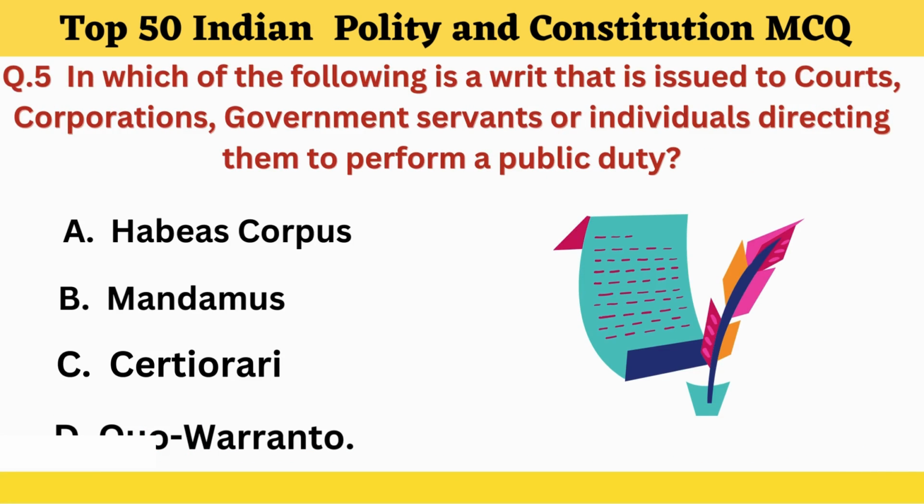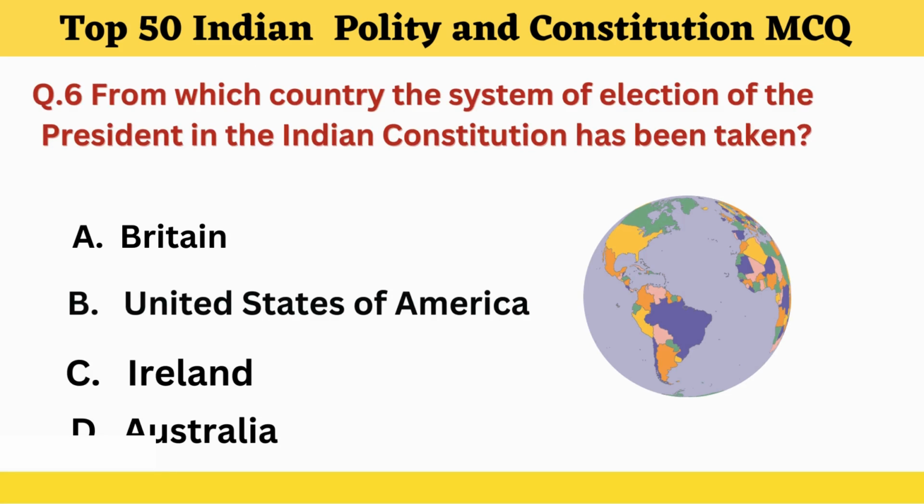Which of the following is a writ that is issued to courts, corporations, government servants, or individuals, directing them to perform a public duty? The correct answer is option B, mandamus. From which country has the system of election of the president in the Indian Constitution been taken? The correct answer is option C, Ireland.